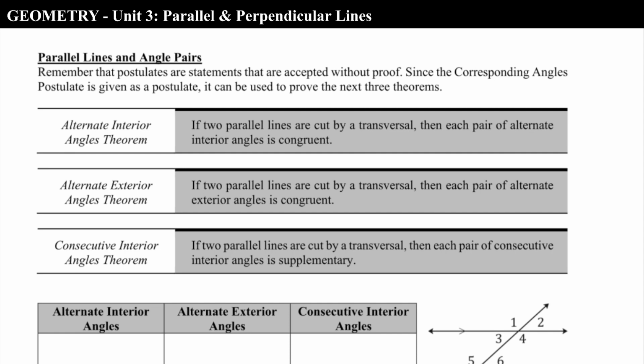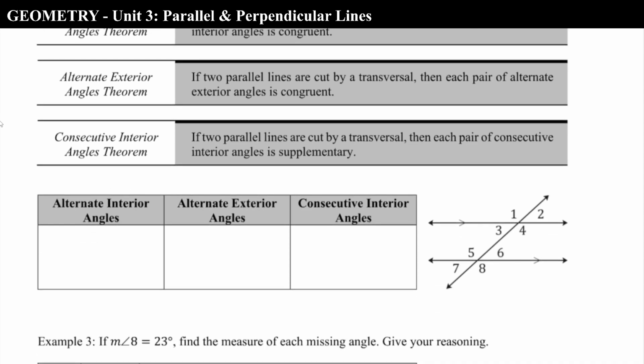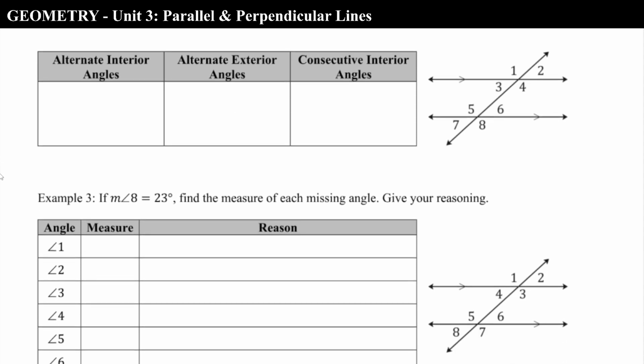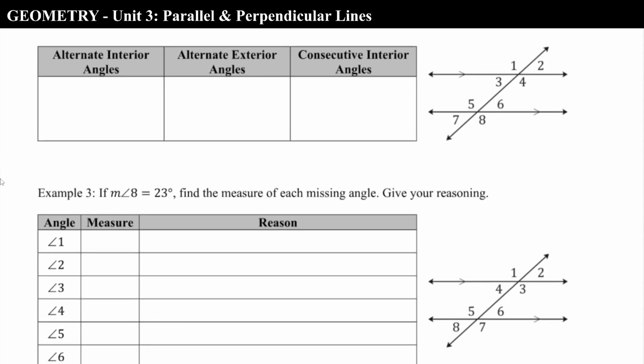They are the same. Now, the consecutive interior angles theorem is a little bit different. If you have consecutive interior angles, then they are supplementary, which means they add to give you 180 degrees. Similarly, it's not listed here, but if you have consecutive exterior angles, they are also supplementary and will add to 180 degrees.